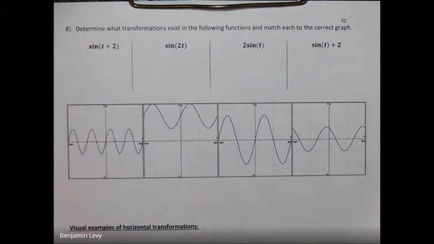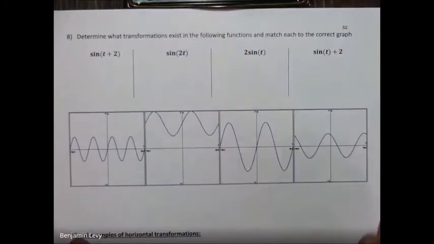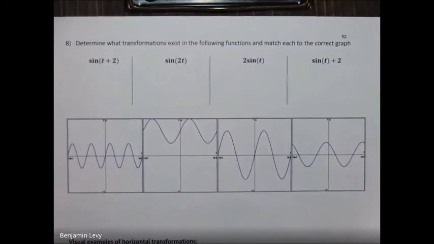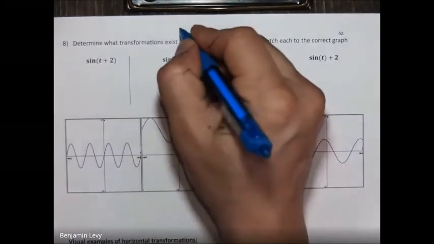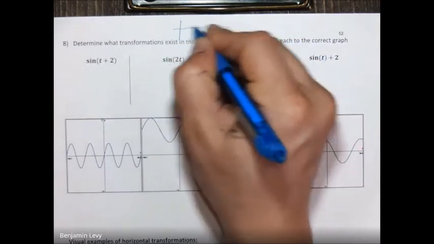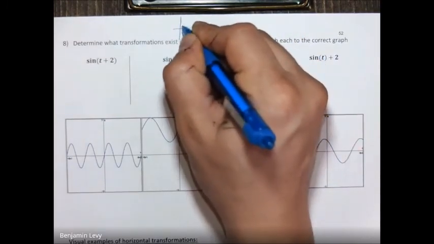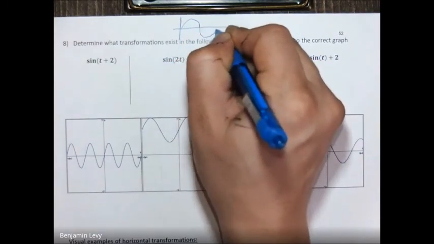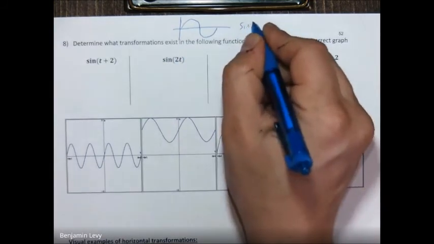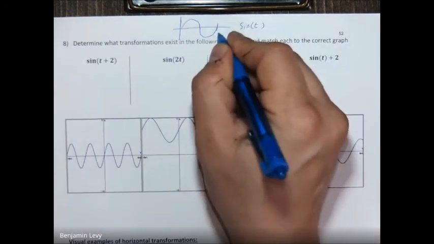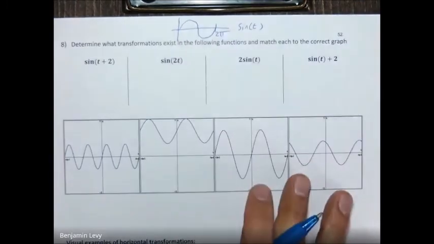In order to do this, it would be really helpful to know the base function for sine. So let me just slide my paper down, and I'll just draw it right at the top here. So normal sine from the first page, we know starts at here, has like the top hump, and then has the bottom hump. So that's a normal sine function. It goes from 0 to 2 pi.